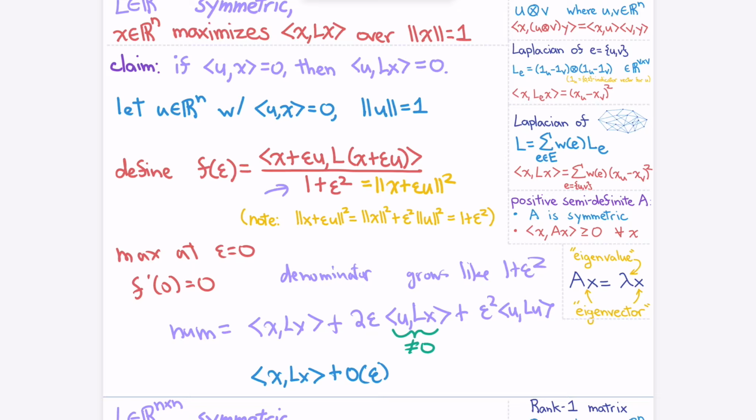Think of this just as a constant. If I increase epsilon by 0.1, the numerator is going to go up by 0.1 times that constant. It's going to dominate the epsilon squared term, which is also positive anyway. But it's changing linearly, while the denominator is growing quadratically. So the numerator is adding some order of epsilon, and the denominator is growing quadratically. Why is that an issue?